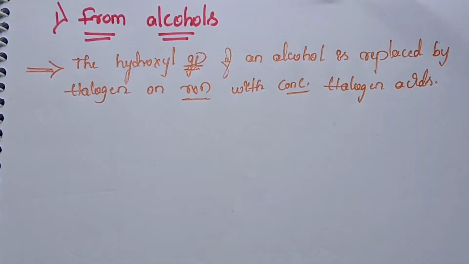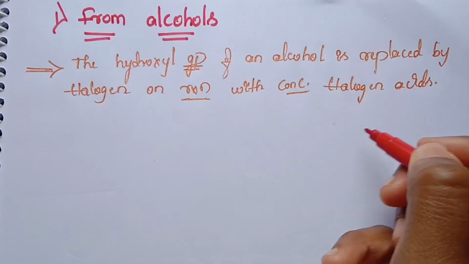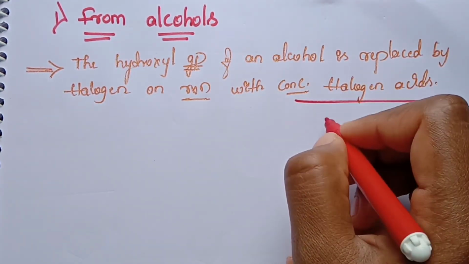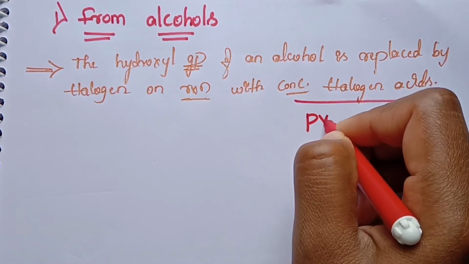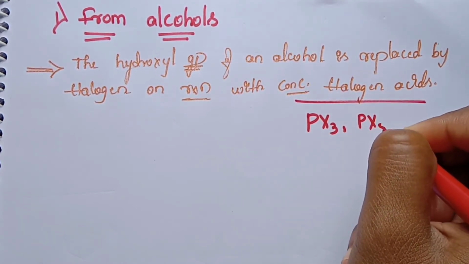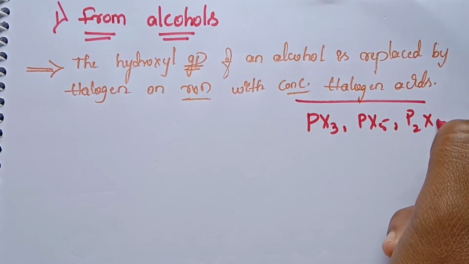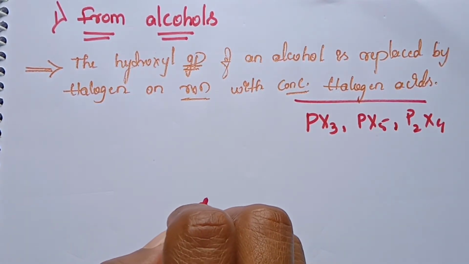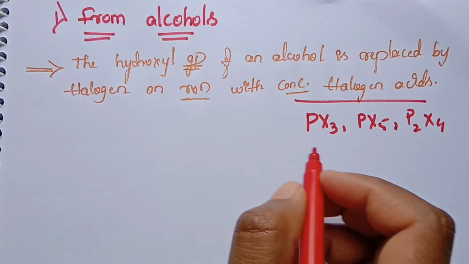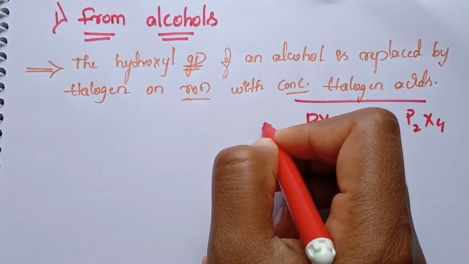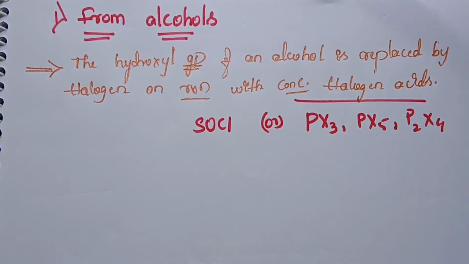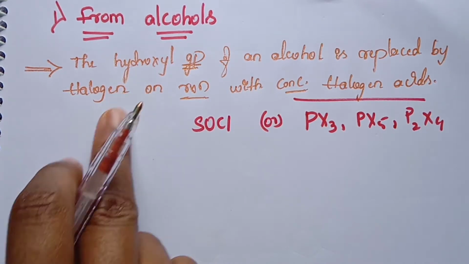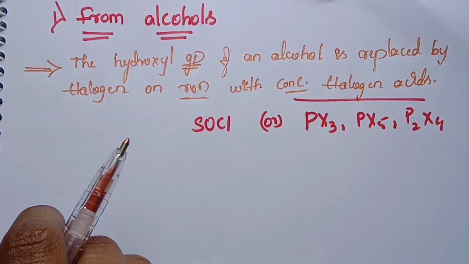What are those concentrated halogen acids, students? They are phosphorus halides. Phosphorus halides means PX3, PX5, P2X4. These are the phosphorus halides, or thionyl chloride. Thionyl chloride means SOCl2. Through these only we have to prepare the haloalkanes.